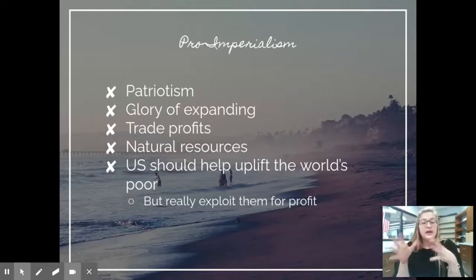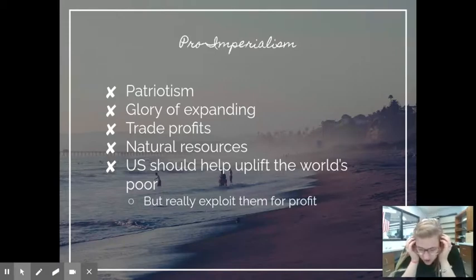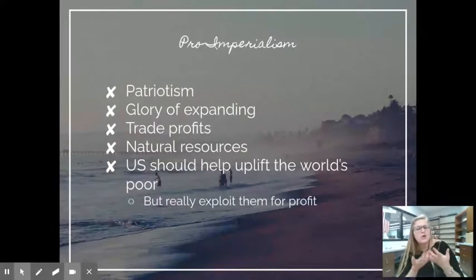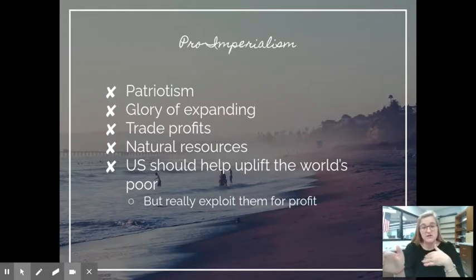Pro-imperialists are like, woohoo, America, and the glory of getting territory. They also really play up possible trade profits, like we can make money from this. Natural resources: now we don't have those natural resources, we've expanded over our entire continent, we can get them from somewhere else. And then there's this mental or emotional kind of tinge to their argument that the U.S. needs to help the poor. And the rest of the world is poor. These countries that we're taking over are poor. We need to uplift them and teach them religion and teach them language and help them out and build things in their country, infrastructure. But the underlying motive that you and I see now in 2021 is that that's exploitation of them for profit.